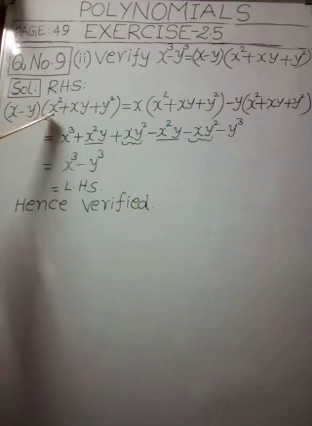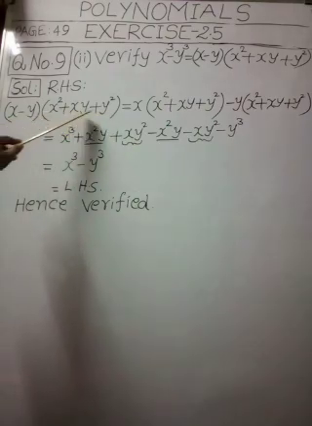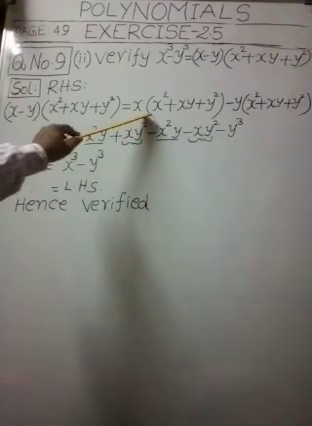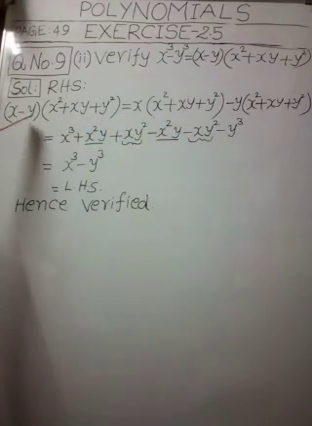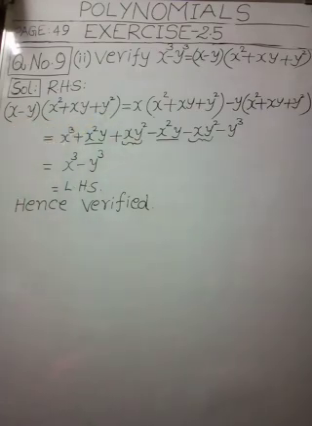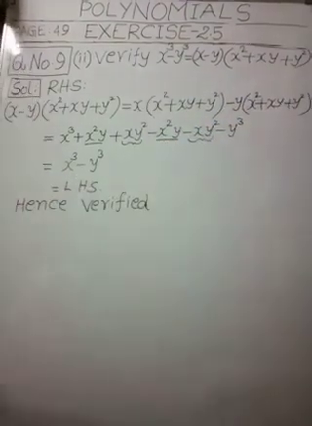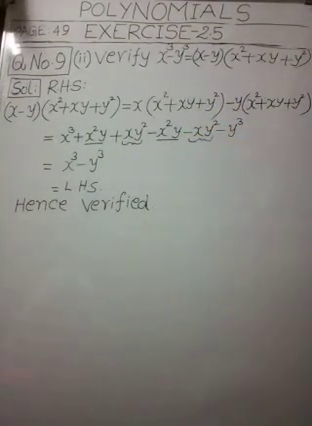So x into x square plus xy plus y square. Understood this term, my dear children? What is the second term? Minus y. With the second term, we multiply the second algebraic expression. So minus y into x square plus xy plus y square. Understood this is the second term, my dear children?